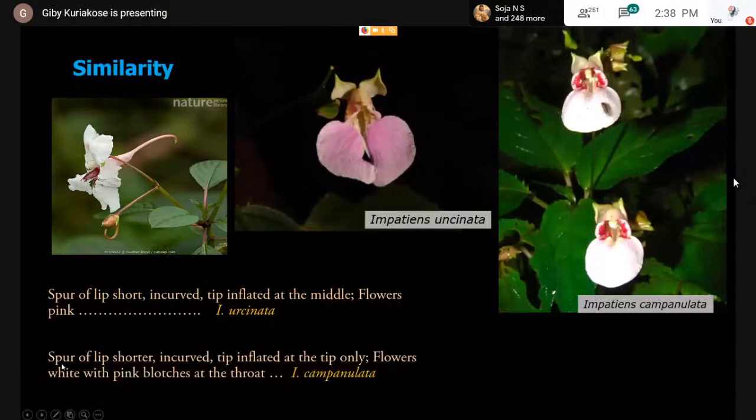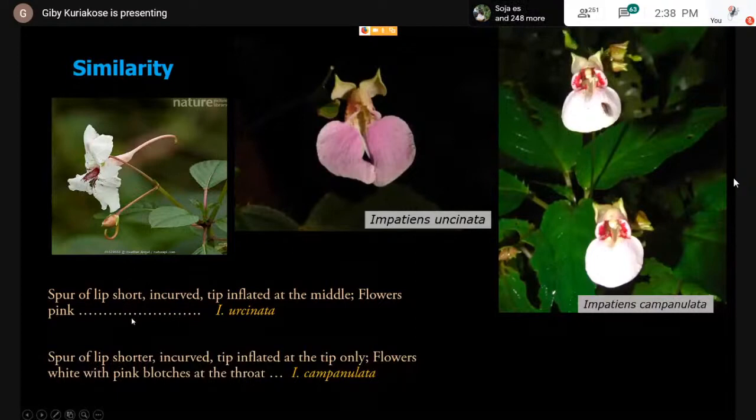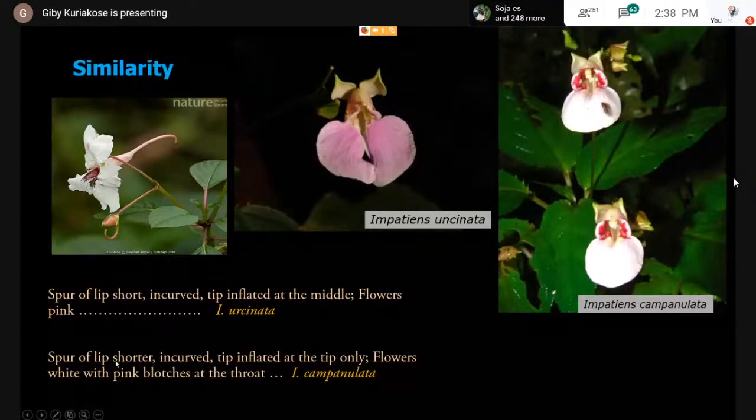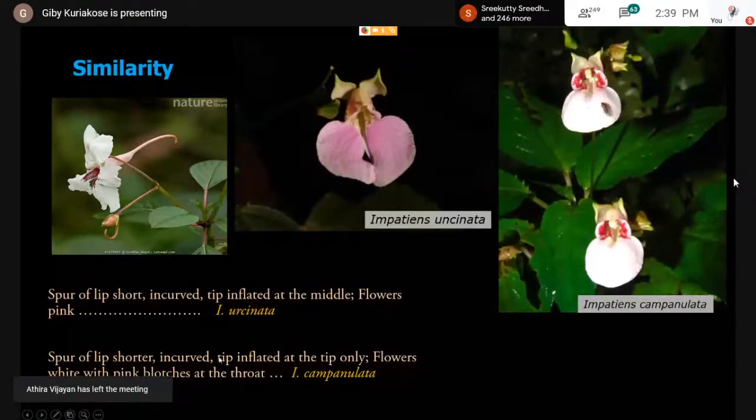The spur of lip is even shorter than this. If you just see one plant and see shorter, then there is no comparative account. Then it is incurved as that of the previous one. Tip inflated, but the inflation is only at the tip. Then flowers white with pink blotches at the throat. You can see the difference.